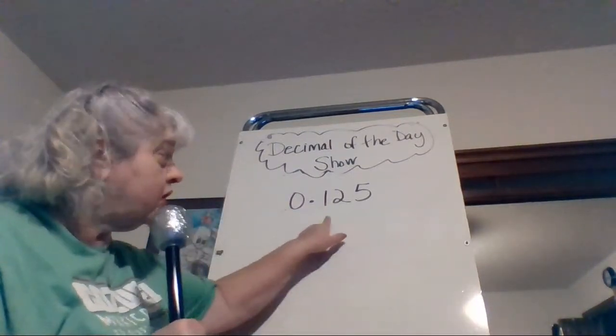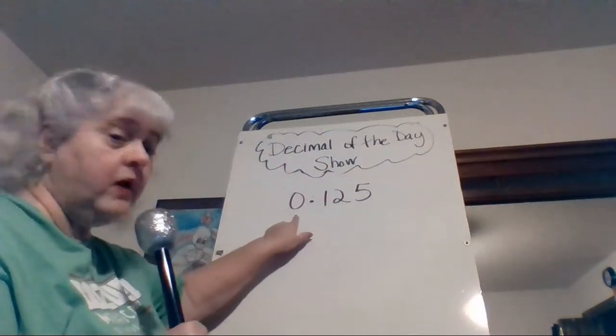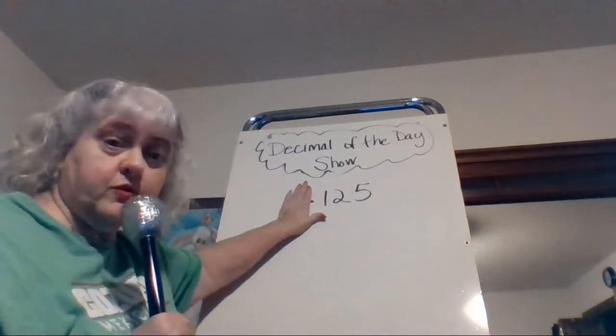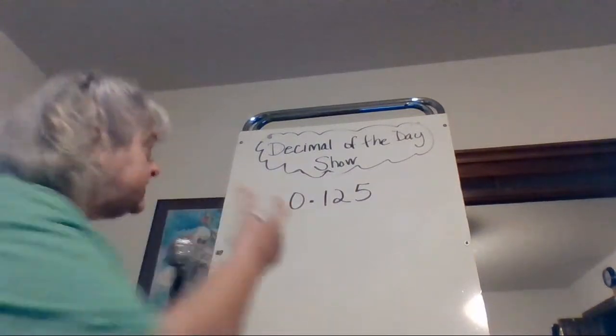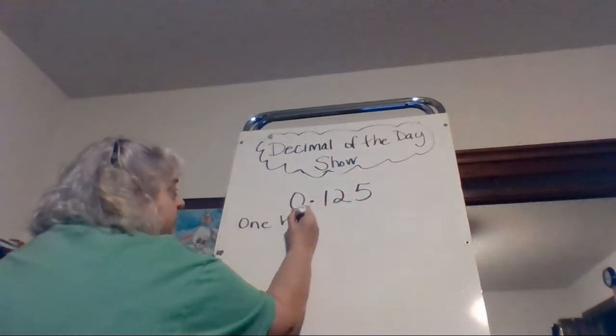Remember, when you are writing a decimal, you first have to say it, and there's no whole number, so I'm going to say the decimal's first name, which is just the number, 125. And that's what you should have written for its first name. 125.